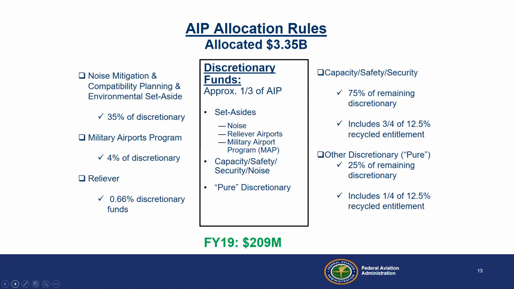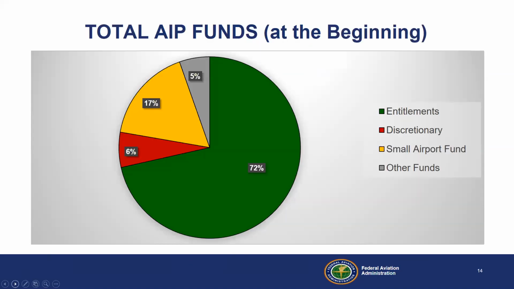As you can see, most of the discretionary has noise or has set asides: noise, relievers, and military airport program. Then we have capacity, safety, and security, noise projects, and other pure discretionary. That pure discretionary is set by legislative floor, but not by ceiling, and it is generally very small. So at total funds at the beginning of the year, you can see that we start with 72% of our total $3.35 billion is entitlements, and only 6% is discretionary.